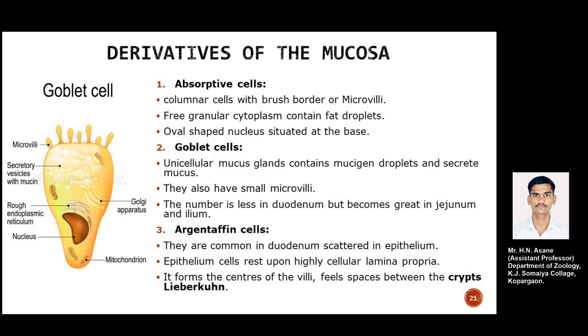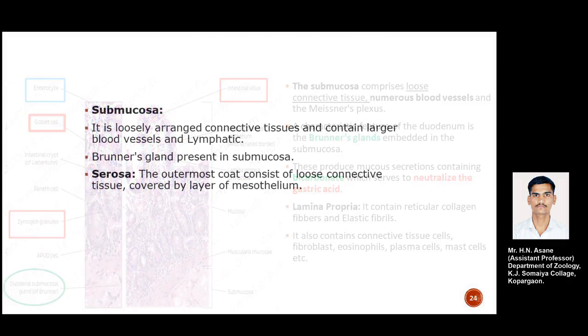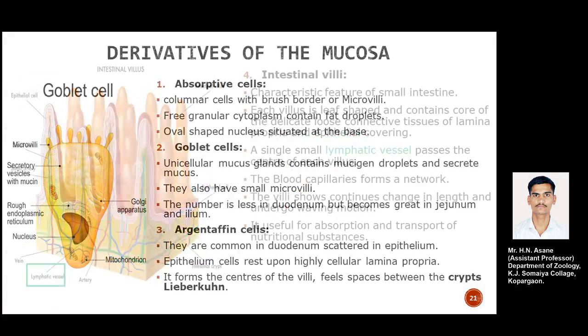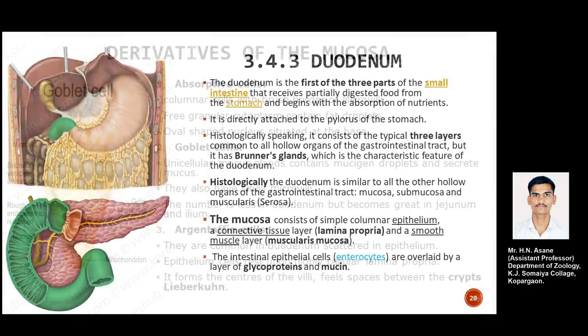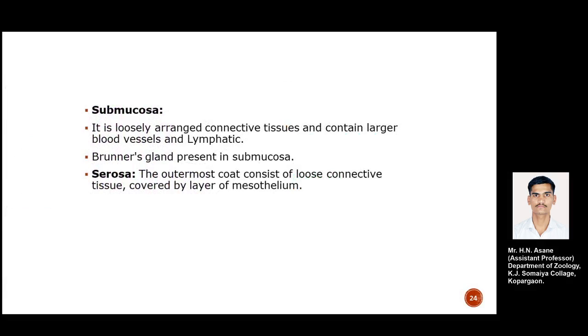Okay, the goblet cells, alongside the absorptive cells, are unicellular mucous glands containing mucin droplets that help with digestion. They secrete the mucus. The number is greater in the jejunum and ileum. We have seen the intestinal villi structures, the leaflet-like structures, and the peculiar characteristic of the duodenum is the presence of Brunner's glands. Those Brunner's glands secrete mucus and are present in the submucosa region.